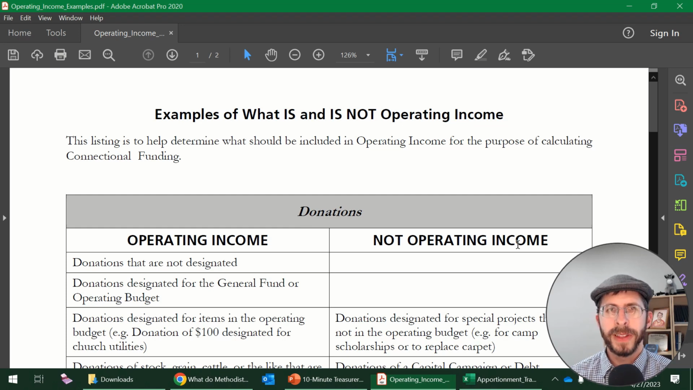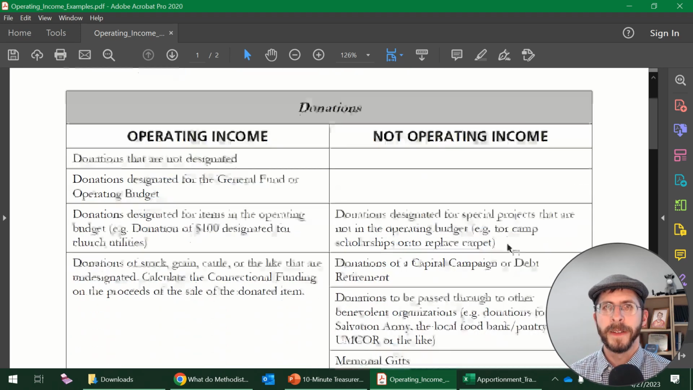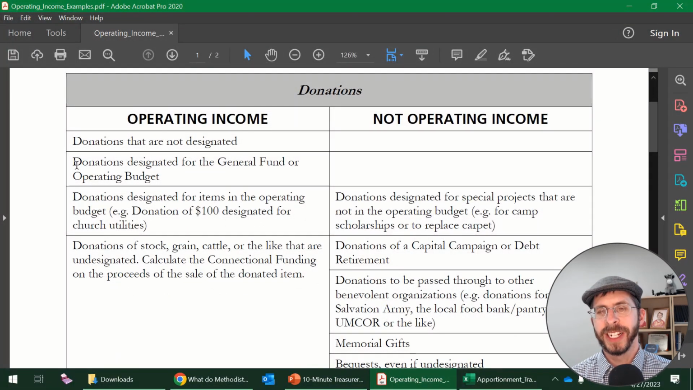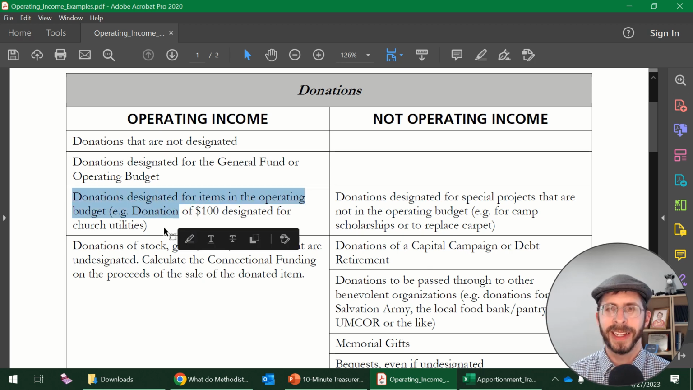I'm going to go through this pretty quick. This is my cheat sheet, and it's going to be linked in the description, so if you want to read it closer, go there. Again, I might be off on some of these because this is for the Dakotas UMC, but it'll be pretty close to what I'd say the Global Methodist would expect. The main thing is undesignated offerings into the offering plate, or things that are designated for things in the general budget, maybe something like utilities. If somebody writes a check for the propane, that would normally be in the operating budget, so I would include that when I calculate connectional funding.